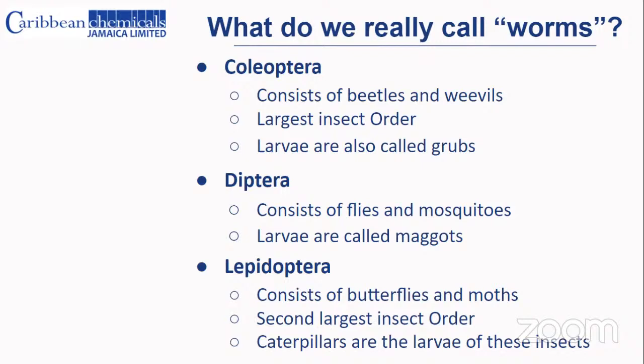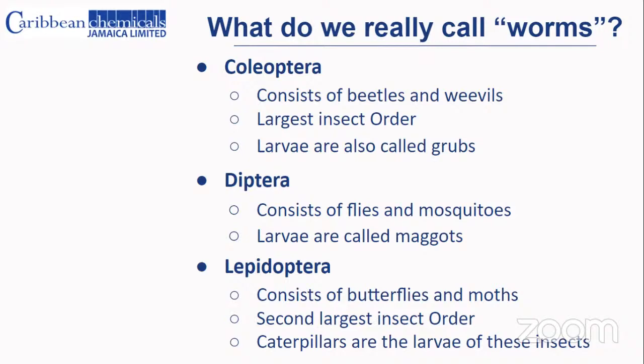A lot of us might have seen some C-shaped, white-bodied insects and called them worms, but they're actual grubs, because if you look closely, they actually have external legs. Diptera, like flies and mosquitoes, have larvae called maggots, also much different from true worms. Lepidoptera, butterflies and moths, make up the second largest order, and their larvae are called caterpillars. These caterpillars are essentially what we here in Jamaica consider agronomic pests/worms.